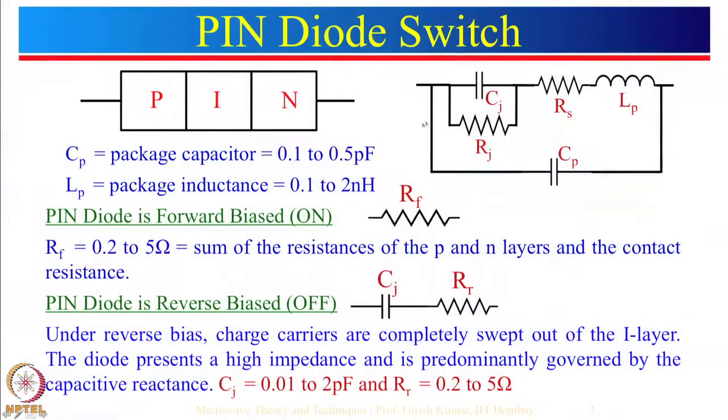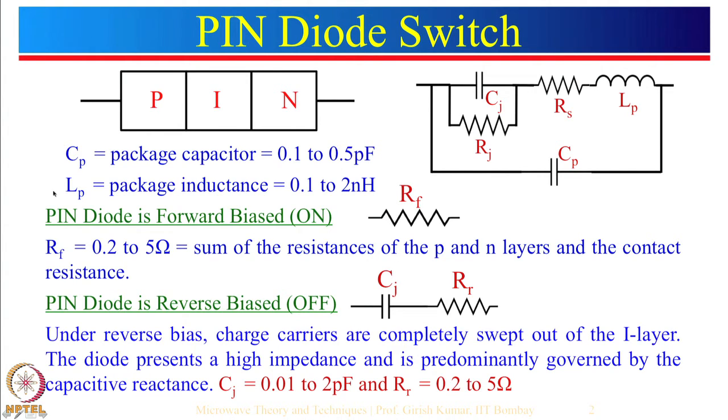So, let us see how we can model the pin diode in general. So, this is the pin diode. The model of the pin diode is given by this particular network. What you can see here is CJ, which is a junction capacitance, in parallel with a junction resistance. Then there is a series resistance and a series inductance. Sometimes this is also known as package inductance, and this whole thing is put in parallel with CP, which is a package capacitor.